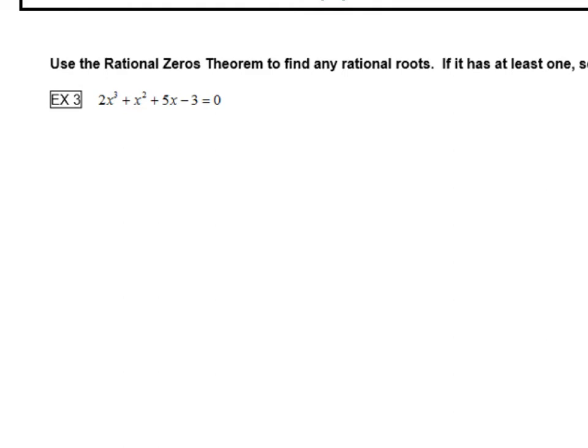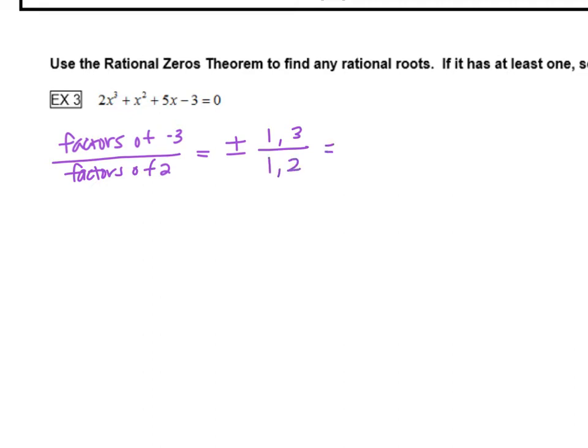So what we're going to do is use our rational roots theorem. We take factors of our constant, which is a -3, over factors of our leading term, which is a 2. Plus or minus, since this is factors of a -3, we're just going to look at factors of 3, which are 1 and 3, over factors of 2, which is just 1 and 2. So here's how we write this out.